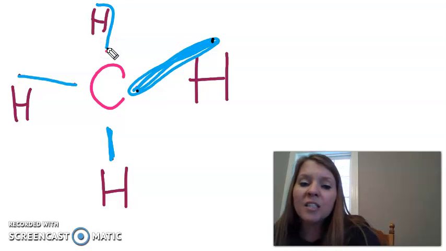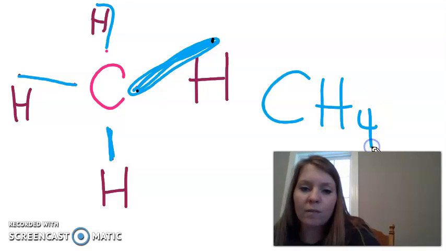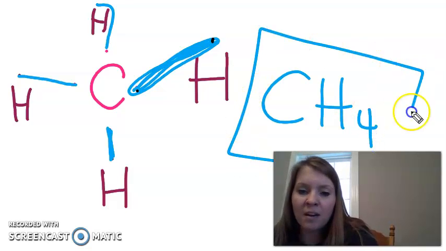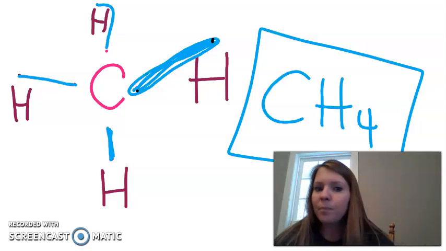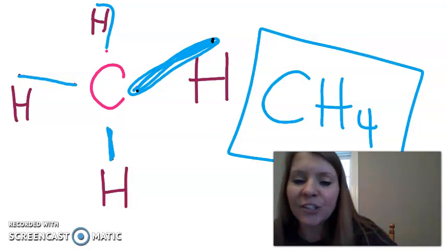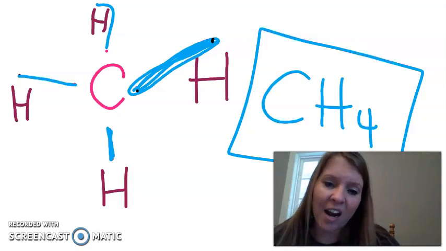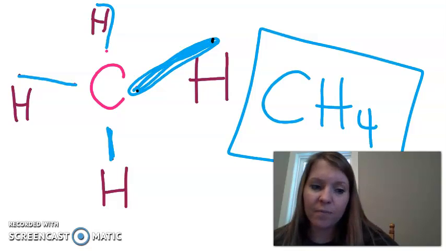So this would be CH4 because we have 1 carbon and 4 hydrogens. Remember, 3 hydrogens wouldn't be enough. 2 hydrogens wouldn't be enough. We have to have 4 hydrogens so they all can get that octet, so they all can reach that noble gas configuration.